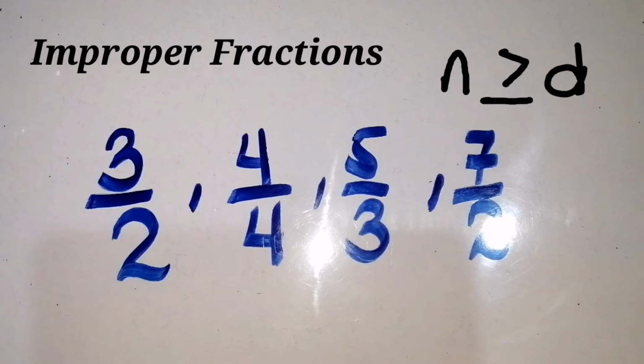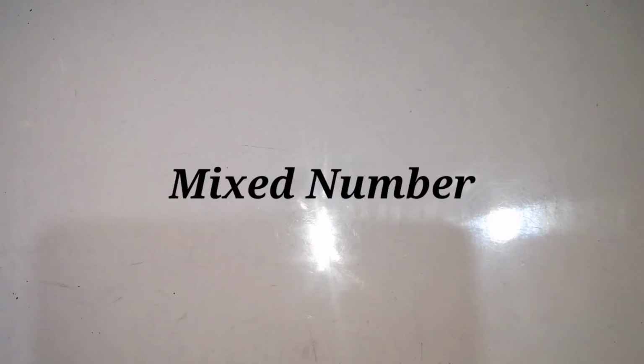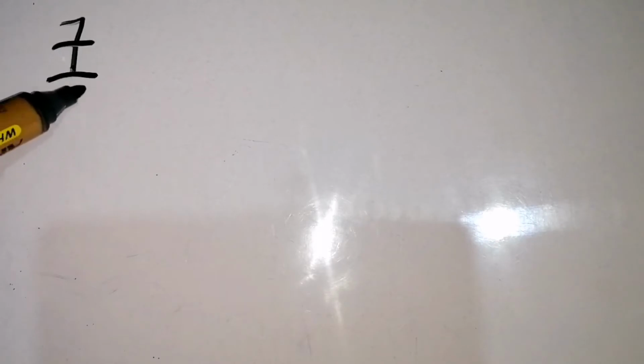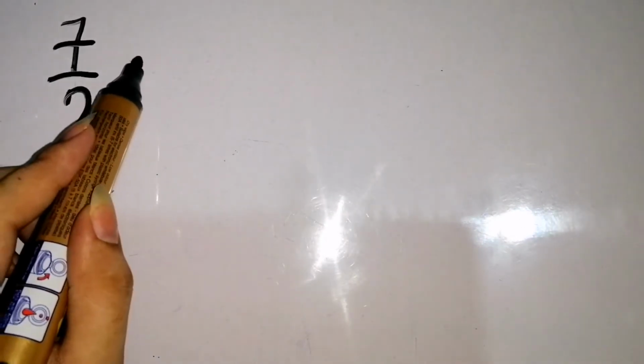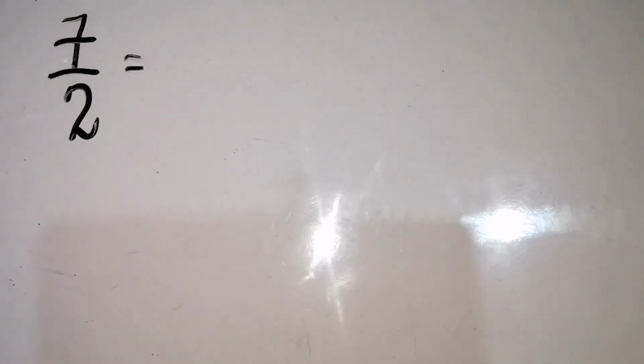This kind of fraction gives birth to another form of rewriting improper fractions, and we call it mixed numbers. So to understand further how to rewrite an improper fraction into a mixed number, we'll have 7/2. This one is an improper fraction. Let's find out how to rewrite this one into the mixed number that we were talking about a while ago.